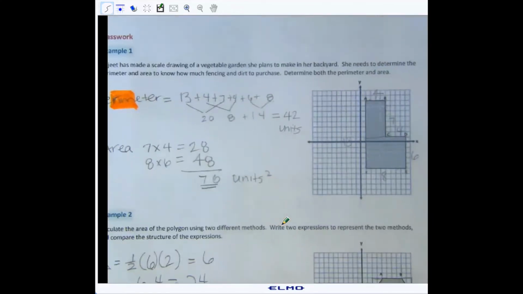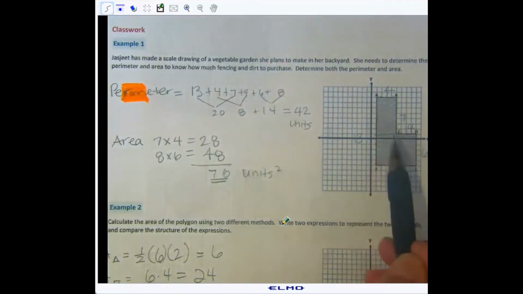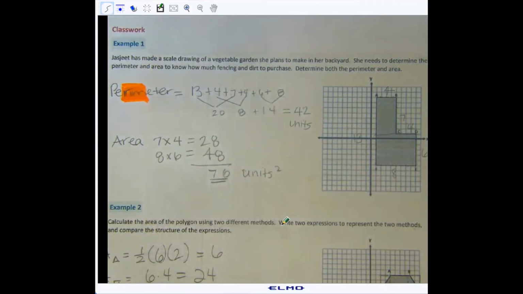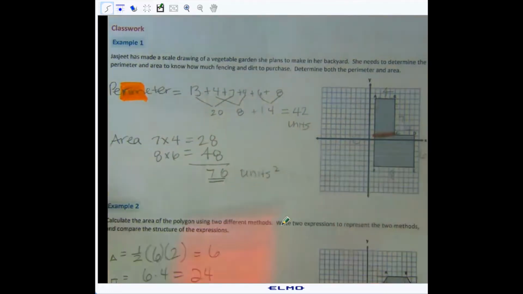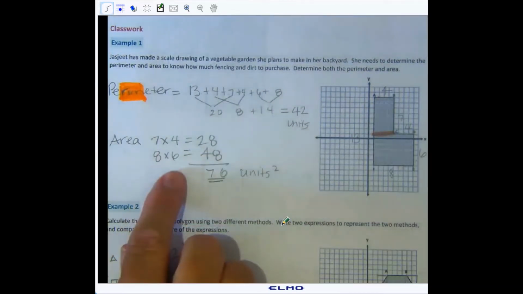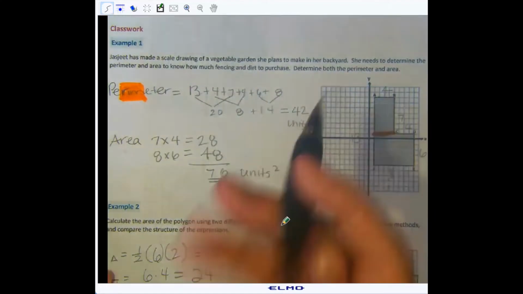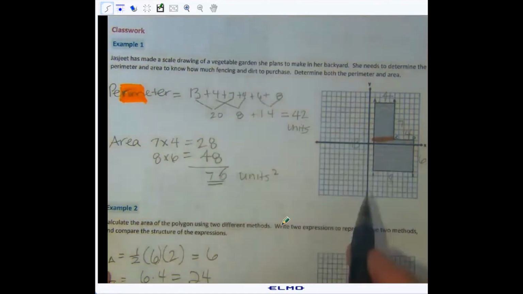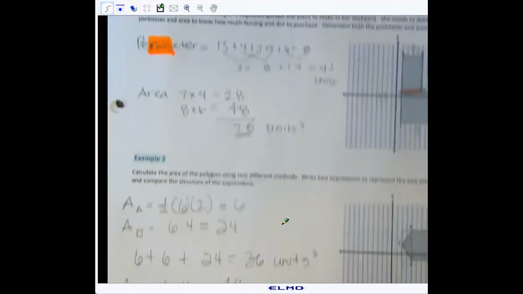The area, I'm sure you could just do this by yourself without even my help. Just think about chopping it into 2 rectangles. Just divide it right here. And this top rectangle is a 7 by 4, and the larger rectangle below is an 8 by 6. So you calculate those areas separately and then add them together to get the area of the full vegetable garden, which is 76 square units. Okay?